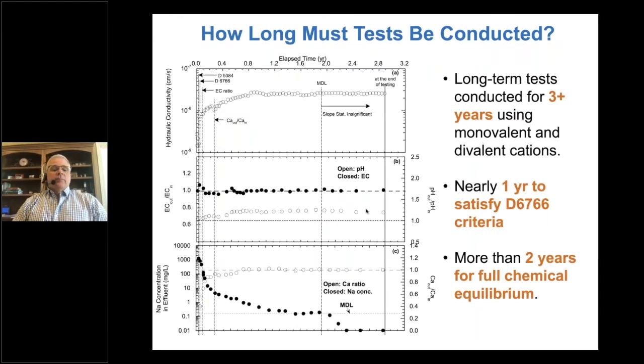Here are some examples of tests that we ran for 3 years. All right, that's a very long-term test. It took nearly 1 year to get to the termination criteria in ASTM D6766. So our electrical conductivity and steady flow criteria took about a year, right up in here. To get the full chemical equilibrium took nearly 2 years, when the chemistry of the effluent was comparable to that. Essentially, what was coming out of the specimen was what was coming into the specimen, so that we no longer had chemical interactions occurring. So the test can take a long time to run under certain circumstances. Be prepared for that.